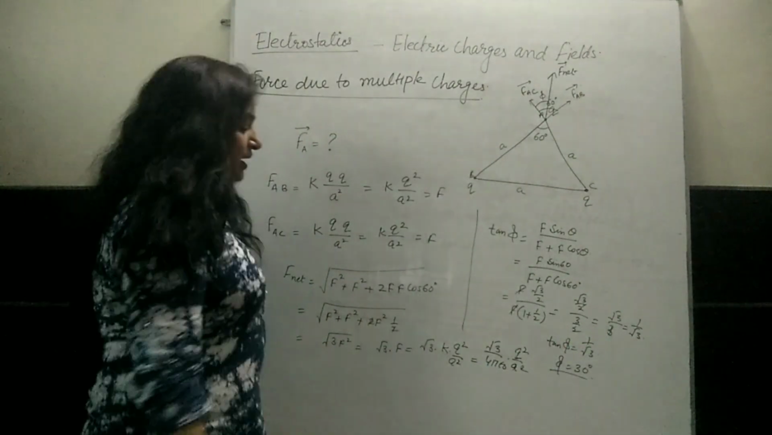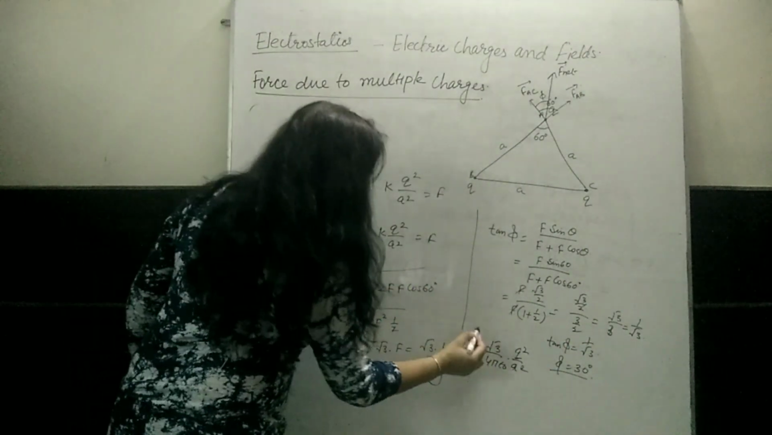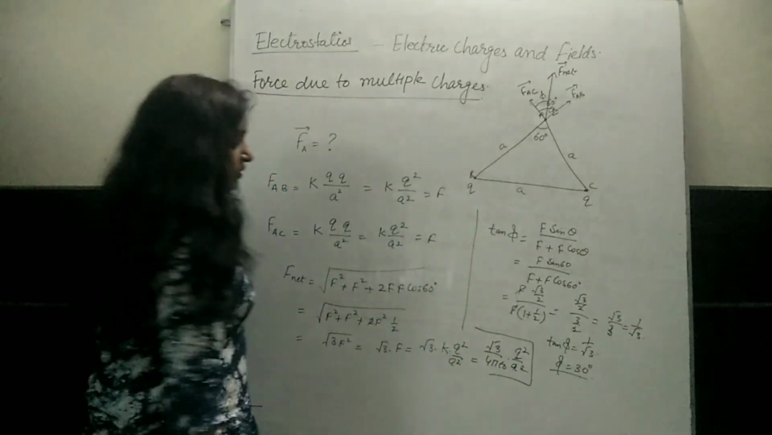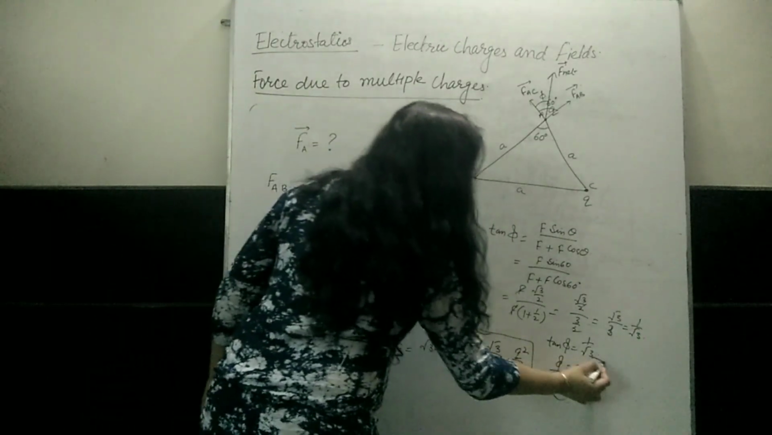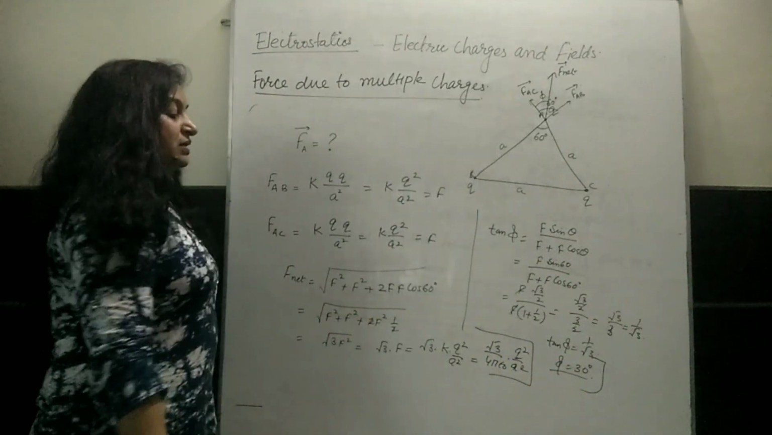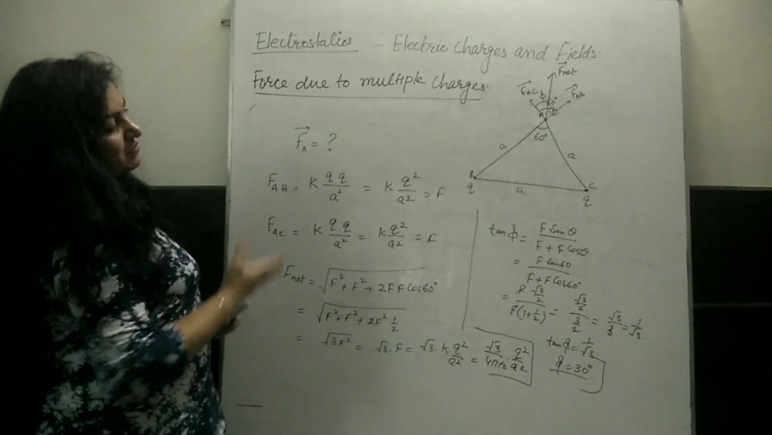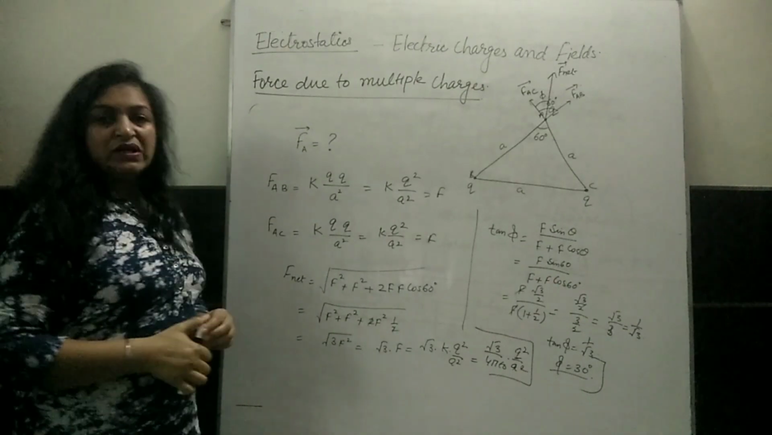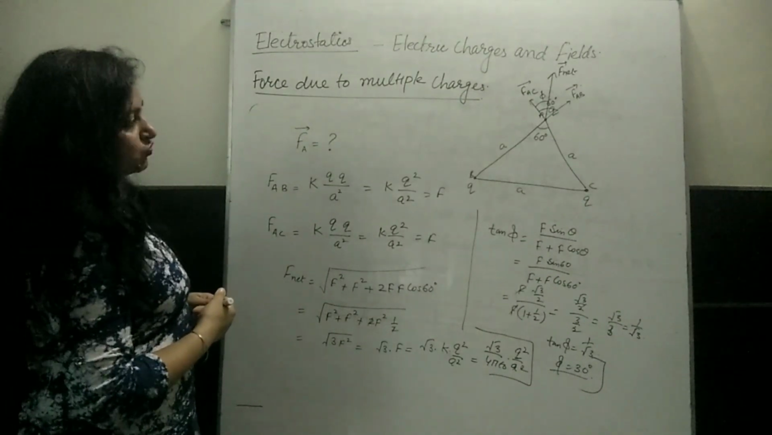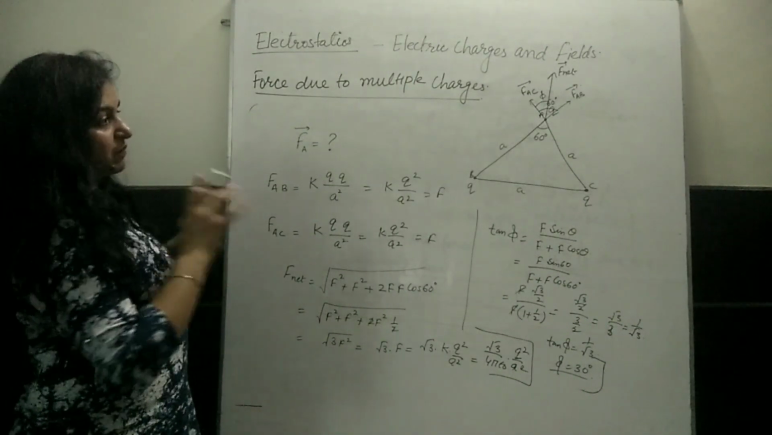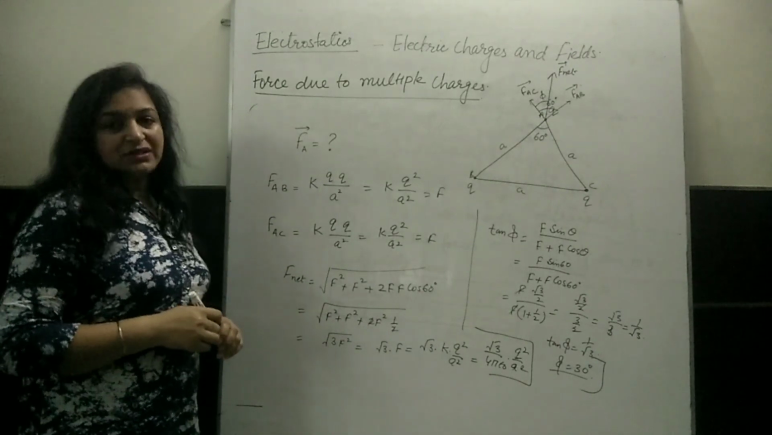So you can write here, you see we have calculated both of the things. Here we have calculated the magnitude of the resultant force. Here we have calculated the direction of the resultant force. So this was a simple example we discussed, of how we can find the total force on a particular charge when a number of charges are present in the system.